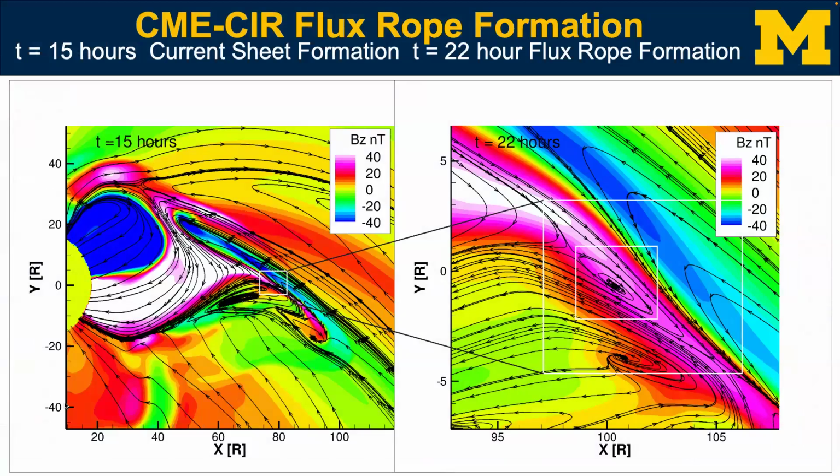And so this is a super high resolution simulation of this type of event, showing how these types of mesoscale structures can form and evolve through the solar wind. They're forming here at the cusp of the coronal mass ejection.